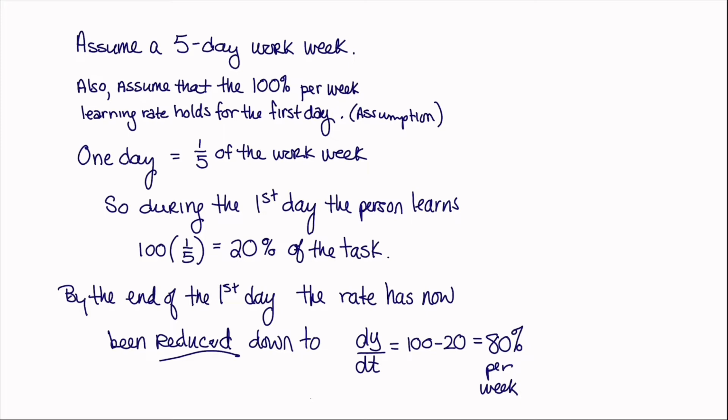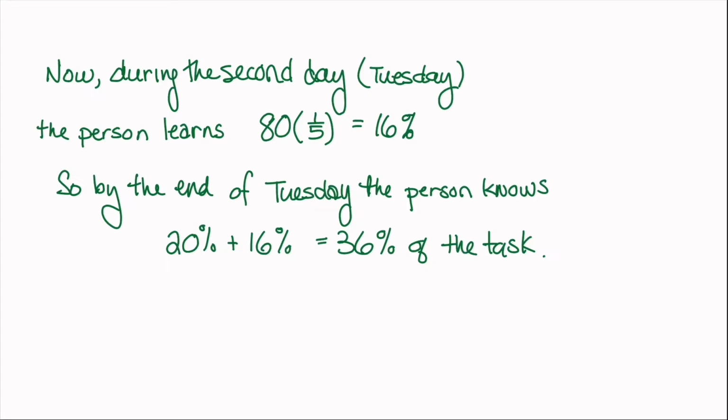So let's assume a 5-day work week. And in our 5-day work week, we know that our rate is subject to change. Okay, so our initial condition starts us off at 100%, and 1/5 of that would be 20% of the task learned. So in the first day, 20% of the task has been learned, and our rate has now been reduced down to 80% per week.